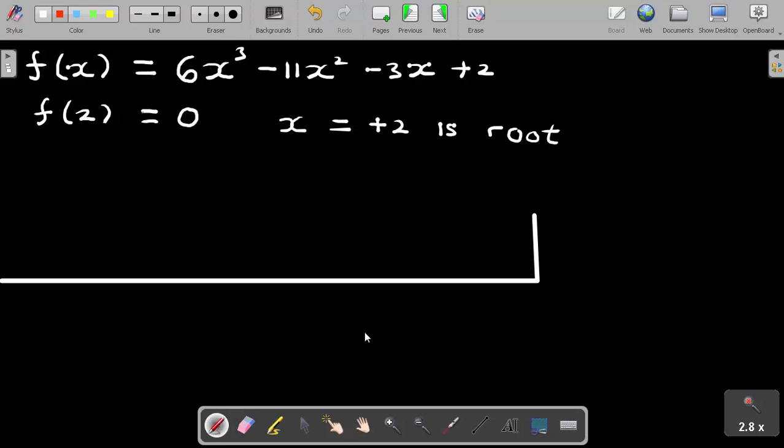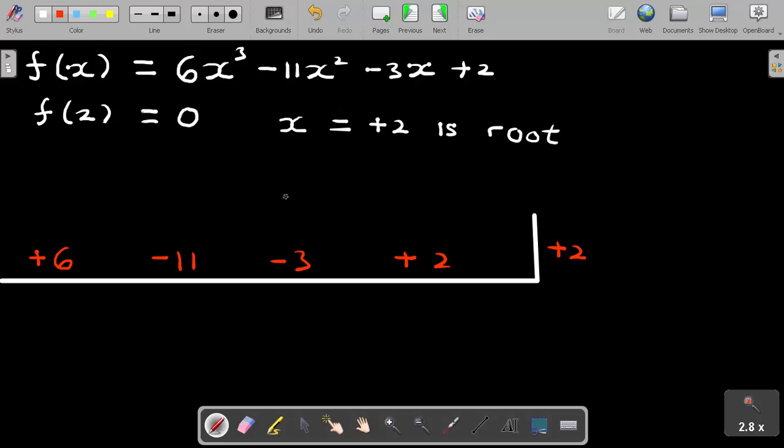So here I have positive 2. What about the coefficients? For x cubed, I have positive 6. That's for x cubed. Then I have negative 11, that is for x squared. Then I have negative 3, that's for x. What about my constant? I've got positive 2. Note that if I didn't have anything for x squared here, I would put 0 here.